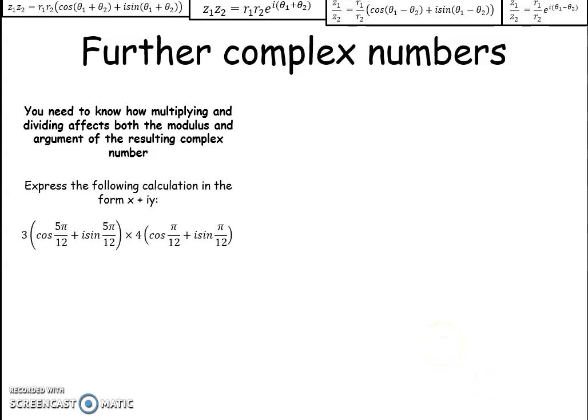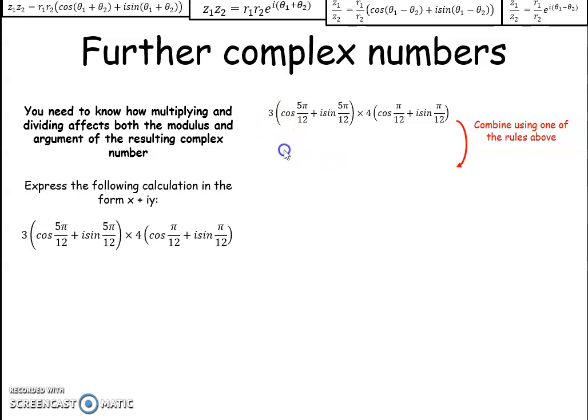You need to know how multiplying and dividing affect both the modulus and argument of the resulting complex number. Express the following calculation in the form of x plus i y. Student, this is the next exercise which we are going to solve. So 3 into cos 5 pi by 12 plus i sin 5 pi by 12, into 4 cos pi by 12 plus i sin pi by 12.